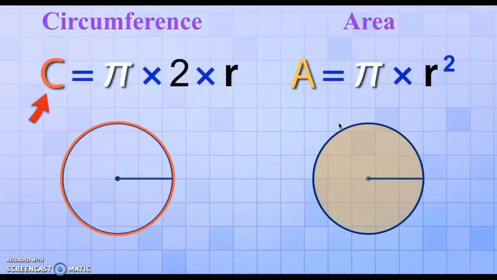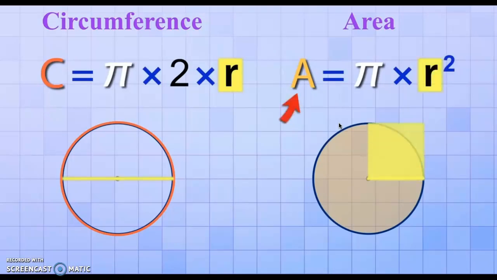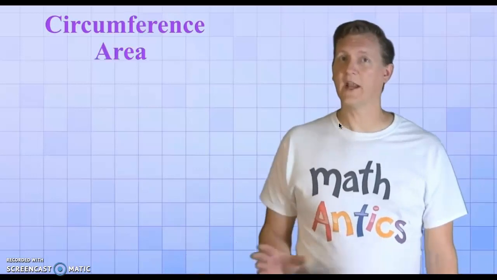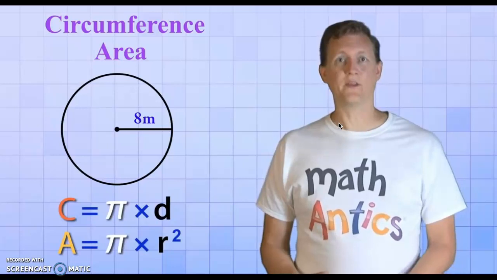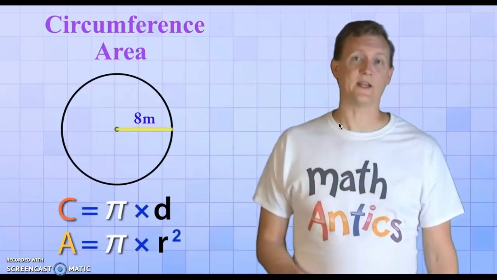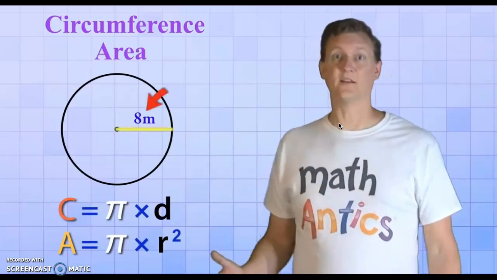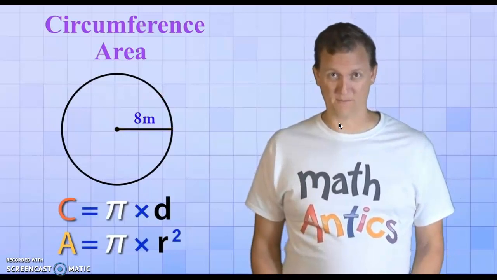To find the circumference, you take the radius and double it. Then you multiply by pi to get the final answer. But for area, you don't double the radius, you square it. And that's a very important difference. To help you see that difference in action, let's find both the circumference and the area of this circle using our two formulas. The only thing we know about this circle is that the radius is 8 meters. Luckily, that's all we need to know.